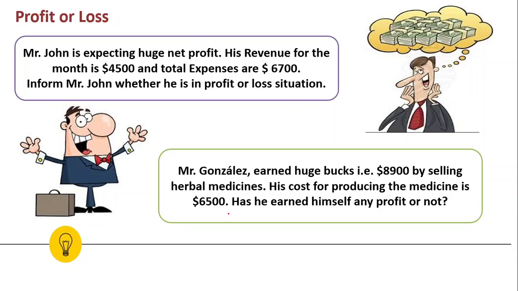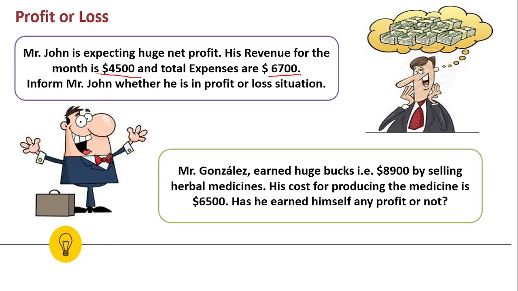We have two scenarios over here. In the first scenario, suppose there is a person, Mr. John, and he's expecting huge net profit. His revenue for the month amounts up to $4,500, while his expenses amount up to 6,700. We need to inform Mr. John whether he is in profit or loss. Do recall that I earlier mentioned if revenues are greater than expenses, only then you are in profit. So in this scenario, it's pretty clear that his revenue is lesser compared to the expenses. Definitely, he is in loss or he earned himself a loss.